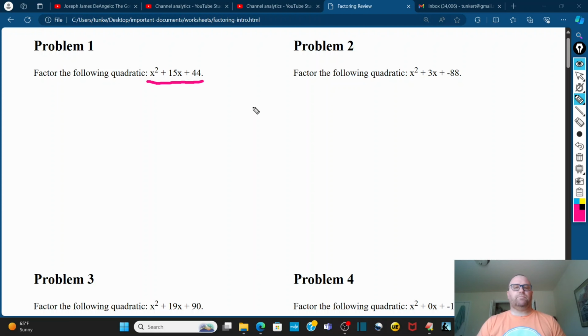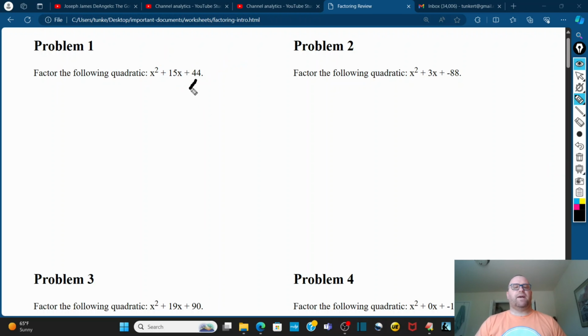In our first problem, we're going to factor this quadratic, x squared plus 15x plus 44. To do that, we're going to list the factors of 44. We want to keep in mind that we have a positive sign here and a positive sign here, and what that means is that we're going to basically only list positive factors. We're going to look for the pair of factors that add up to the middle coefficient, which is 15.